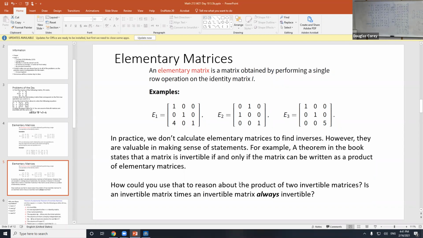How could you use that to reason about the product of 2 invertible matrices? Is an invertible matrix times an invertible matrix always invertible? Think about why or why not. How do you use what you know about elementary matrices and invertible matrices to think about, hey, I've got a product of 2 invertible matrices. Can I always say that those are invertible? Like that new product of invertible matrices, is that always invertible? So think about that. See what you can come up with.